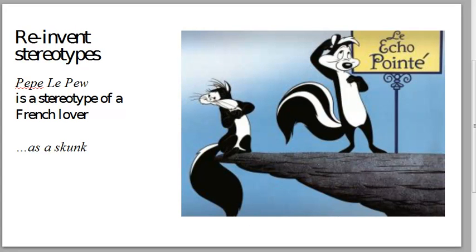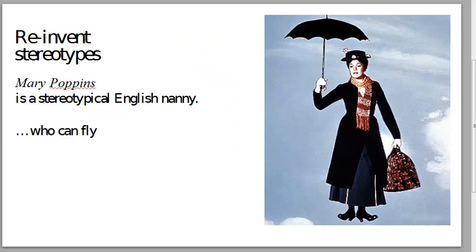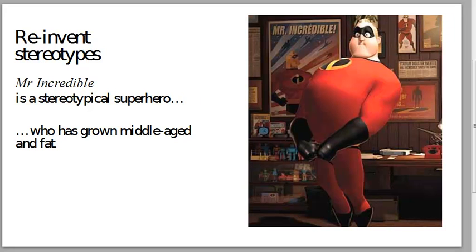If you look at some of the old Warner Brothers characters from the 1940s, these were kind of stereotypes. Pepe Le Pew is a stereotype of a French lover, but reinvented as a skunk. And the funny thing about this character, of course, is that he's completely oblivious of the fact that the cat isn't interested in him at all. So it's a stereotype, but it's reimagined in a funny and interesting way. Mary Poppins, stereotypical English nanny, but she can fly, and she can do all kinds of bizarre and amazing stuff. So she's a reinvention of a stereotype.